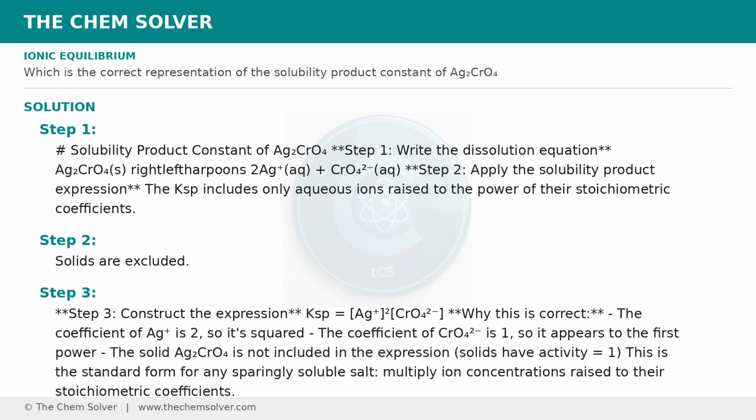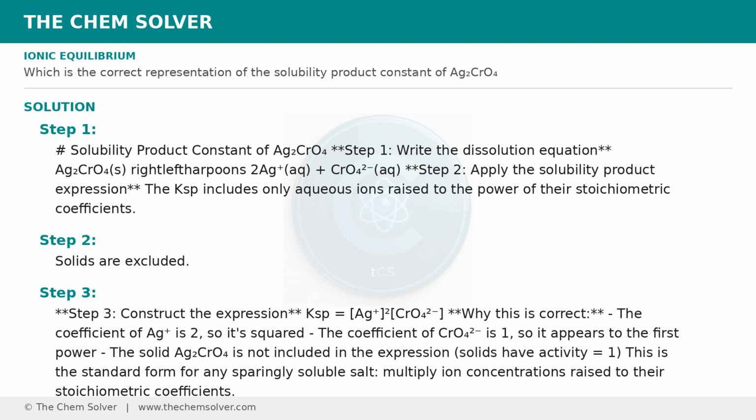Why this is correct? The coefficient of Ag⁺ is 2, so it's squared. The coefficient of CrO₄²⁻ is 1, so it appears to the first power. The solid Ag₂CrO₄ is not included in the expression. Solids have activity equal to 1.